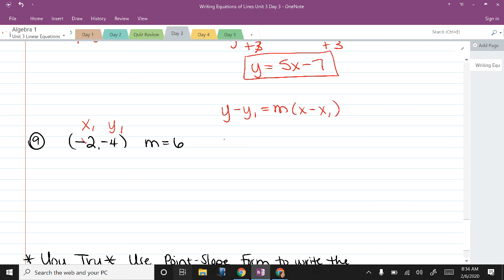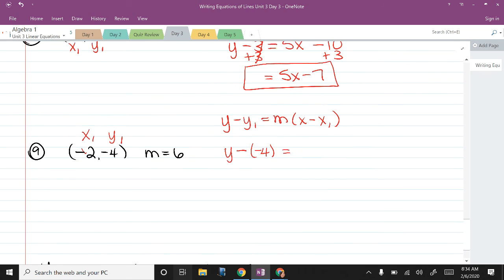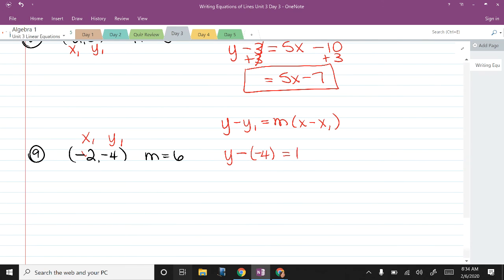X1 and Y1. So I'm going to say Y minus. You always start with Y minus. What is Y1? Negative 4. So I'm going to change it to the parentheses, and I can fix it later. Equals, what's my M? 6 times x minus, what's x1? Negative 2.